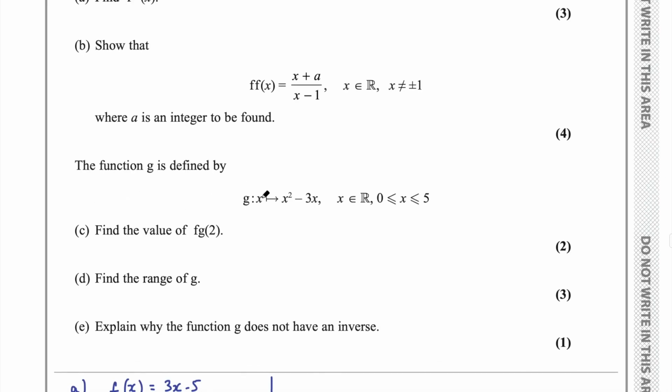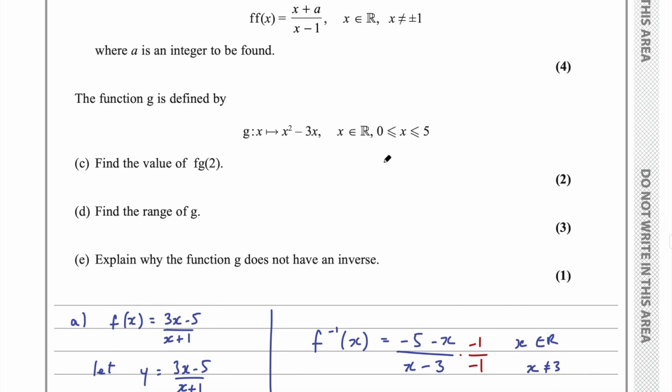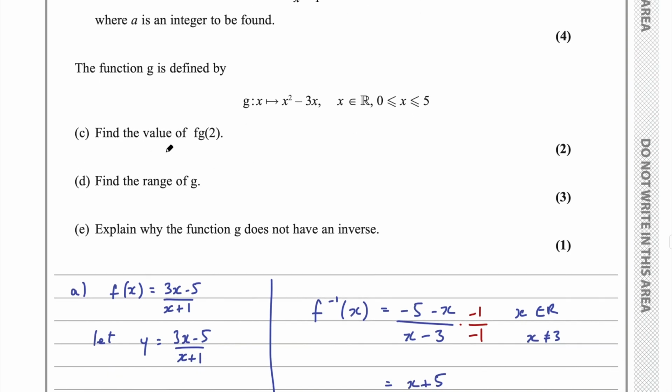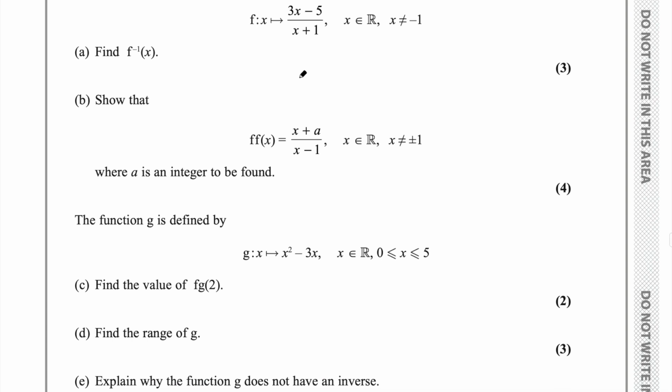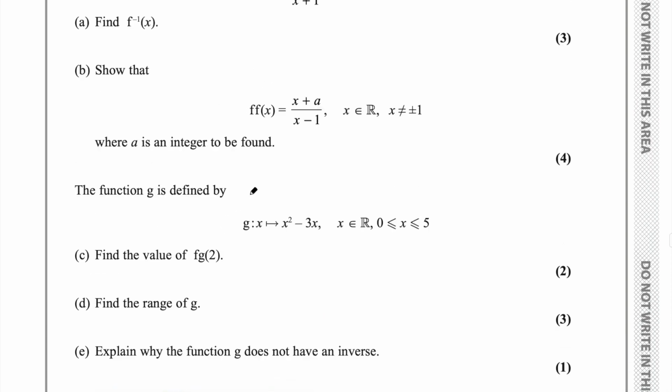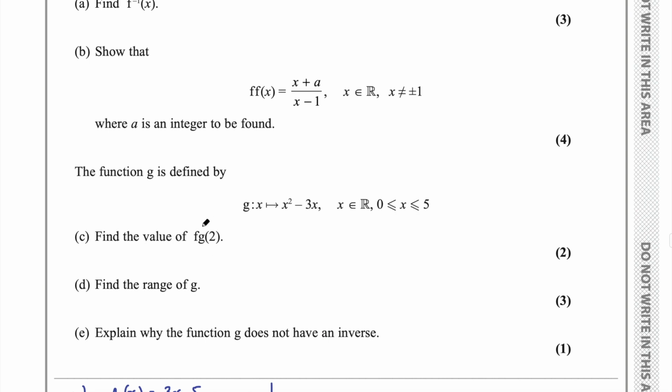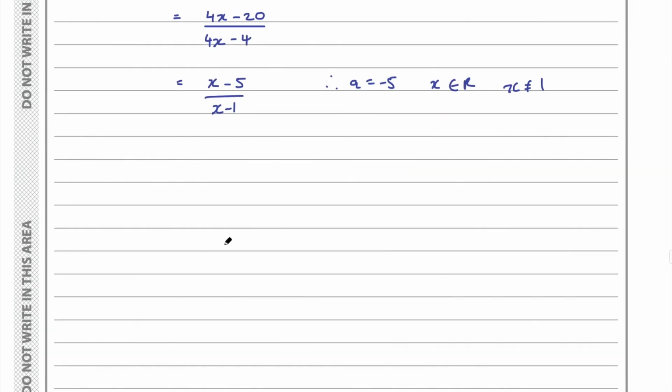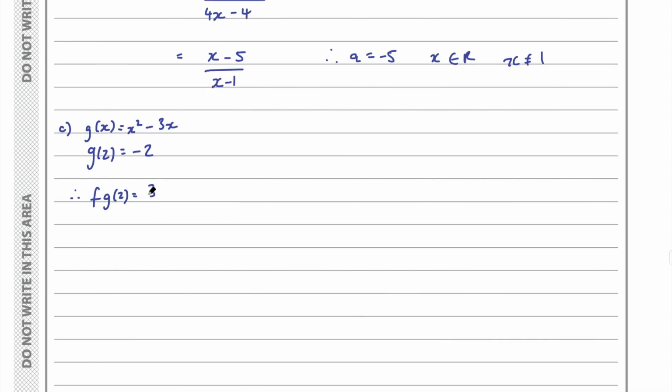Part C says the function g is defined by g of x equals x squared take 3x, where x is between 0 and 5. And it says find the value of f g of 2. Okay, so we're still talking about this function as well. And then we need to input g of 2 into f of x. So first we'll have to work out g of 2. So let's go ahead and write g of x down. So this is x squared take 3x. So g of 2, if we input 2 into this, that would be 4 take 6, which is negative 2. So therefore f g of 2 would be f of x with a negative 2 in it.